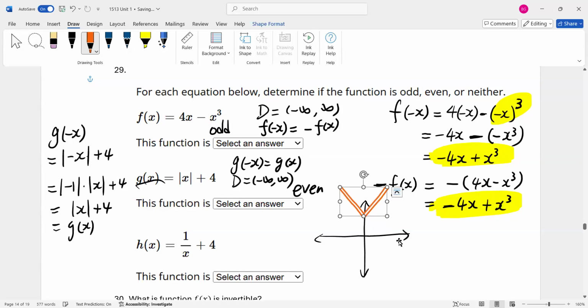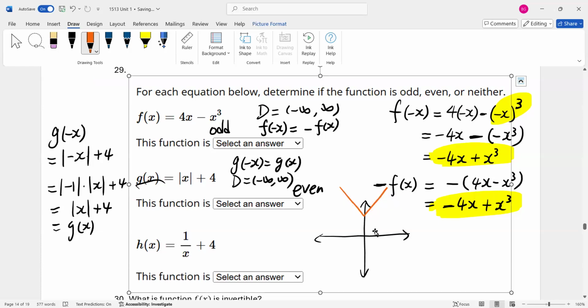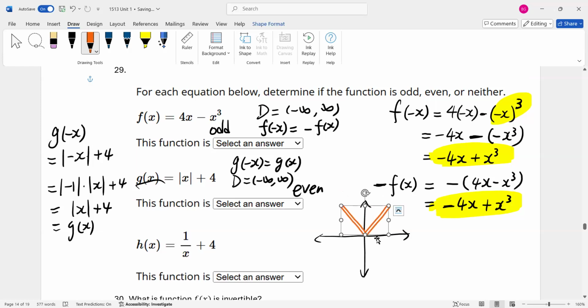1, 2, 3, 4. And that transformation does not change the fact that the graph is symmetric with respect to the y-axis, right? So it's still even. The mother function, the absolute value function, is even because it's symmetric with respect to the y-axis. And if you shift upward or downwards, it doesn't change the symmetry. So either way, from the graph, the geometric condition, or from the algebraic condition, function g is even, okay?